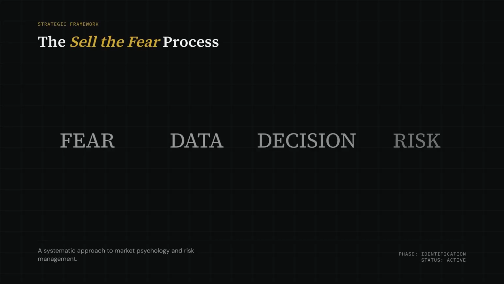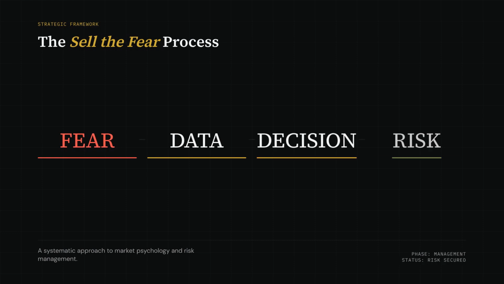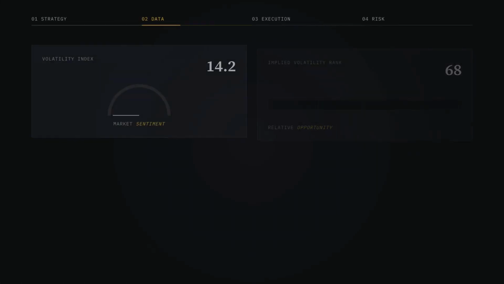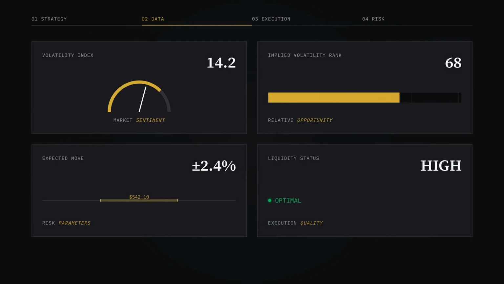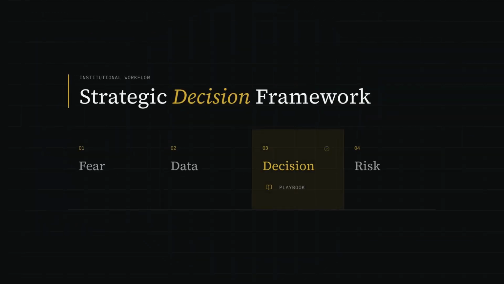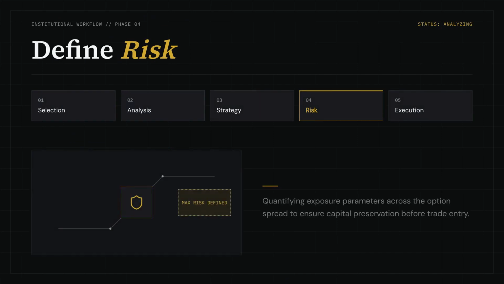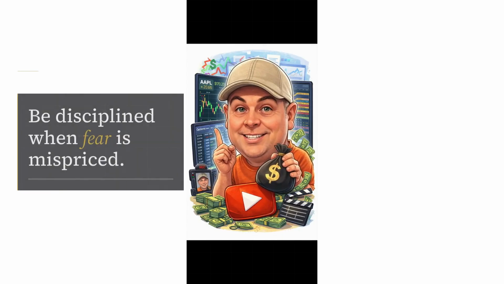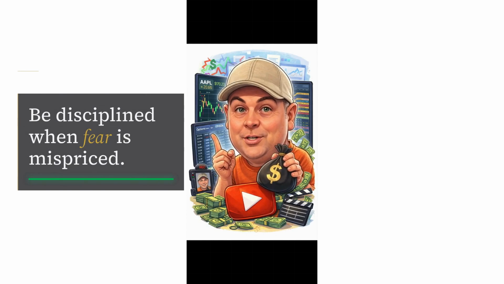The sell the fear process is simple. Fear, data, decision, risk. First, identify the fear in the market. Then measure it with data, including VIX, IVR, expected move, liquidity, and price structure. Next, decide whether the setup fits the playbook. Finally, define the risk before the trade is placed. The point is not to be fearless. The point is to be disciplined when fear is mispriced.